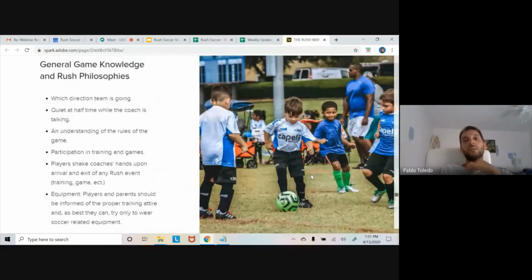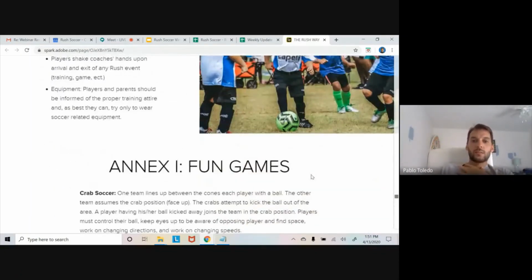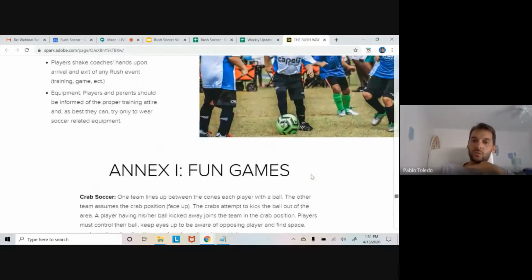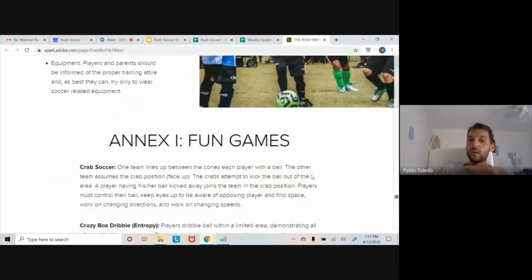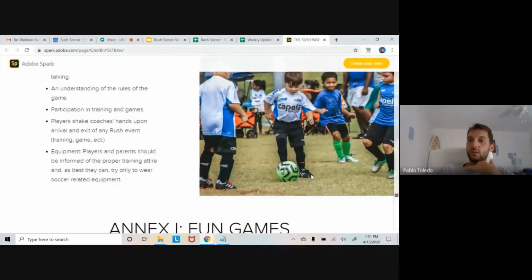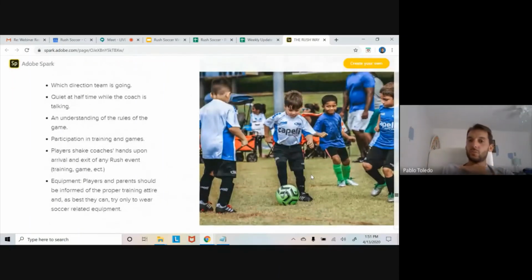Very good. Maybe the last one that is worth, because after that we go to the annexes that are fun games. So just for the coach use and just read them. These games are so easy and so effective. They're super engaging for the players because they have fun. So it's a really good resource.